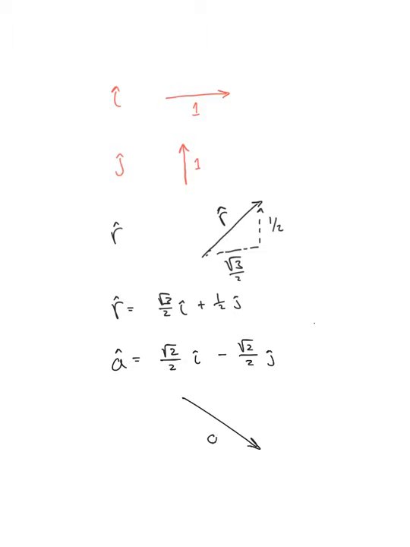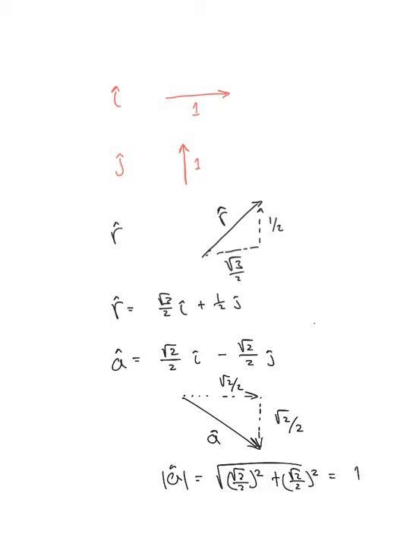I'm going to draw the a hat vector with the components of root 2 over 2 and root 2 over 2. And if I take the magnitude of a hat, that is the square root of root 2 over 2 squared plus root 2 over 2 squared, which is in fact 1. So this is another unit vector.